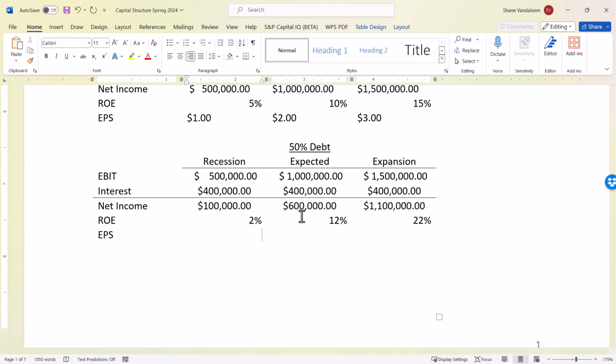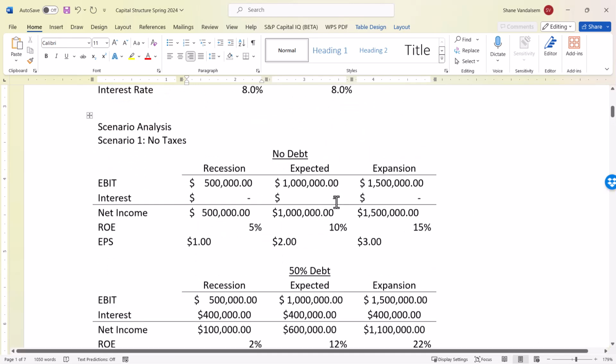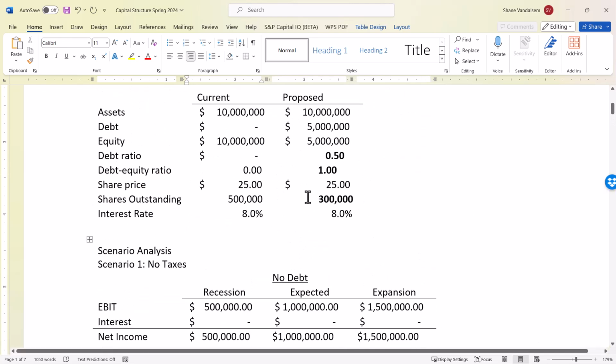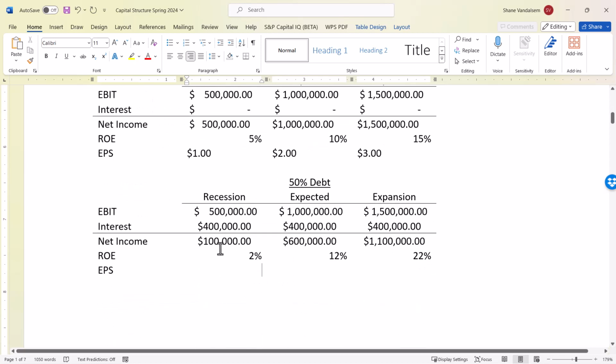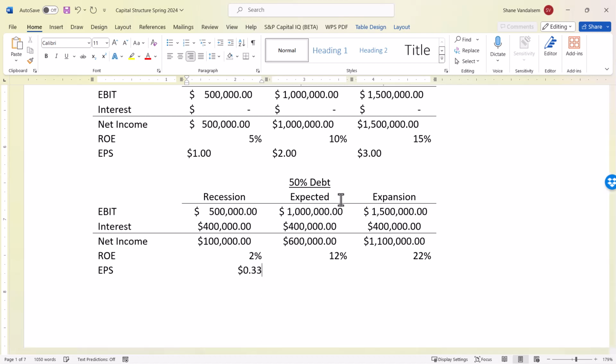The earnings per share. So now, just to go back up here again, we have 300,000 shares outstanding after we repurchased 200,000 shares. So taking the 100,000 divided by 300,000 shares would give us an earnings per share of 33 cents in a recession. In the expected economy, our earnings per share would be $600,000 divided by 300,000 shares, or $2 per share. And then finally, in our expansion, we'd have $1.1 million divided by the 300,000 shares.